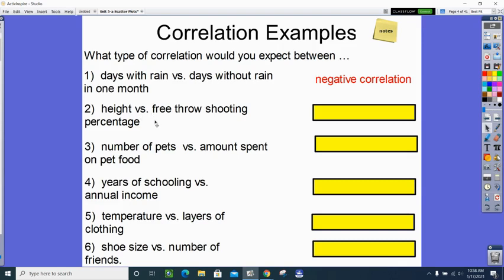All right, how about height? The height versus your free throw shooting percentage in basketball. So think about the taller you are, what happens there?